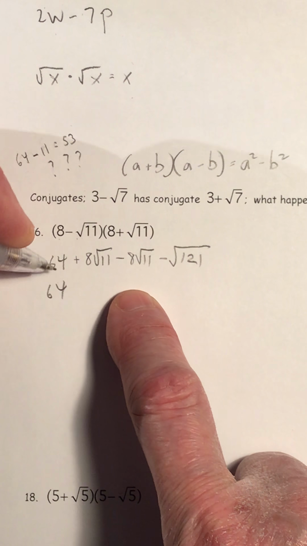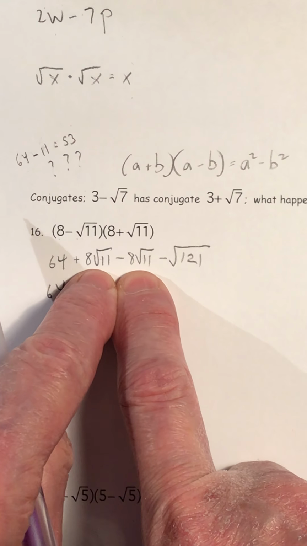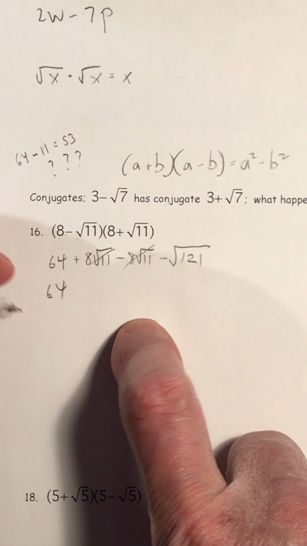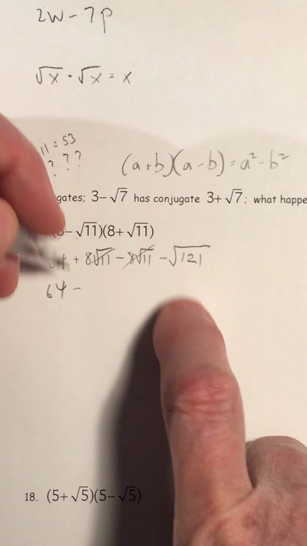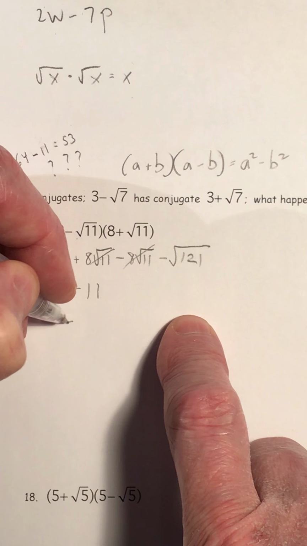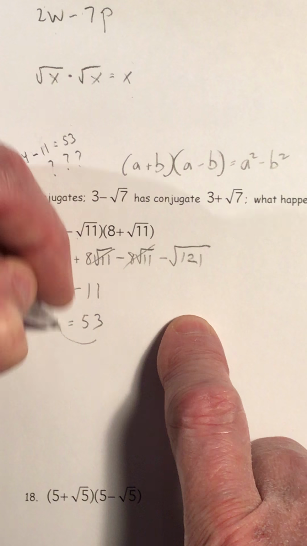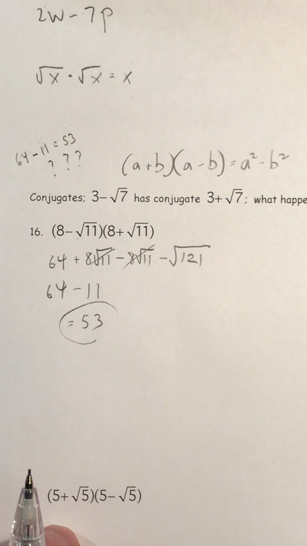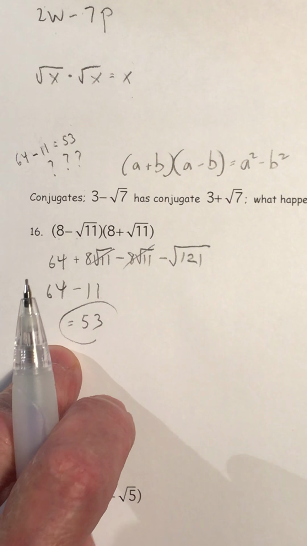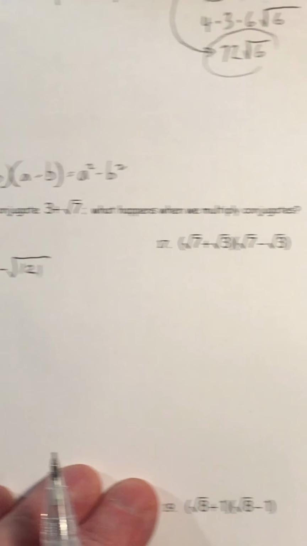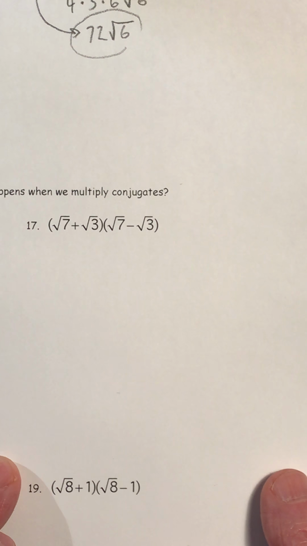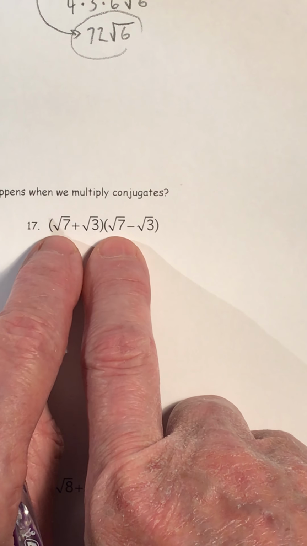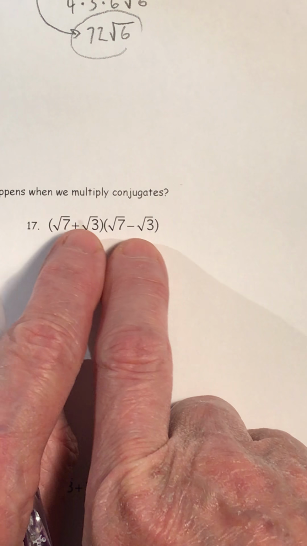So we have 64. There are like radicals with opposite coefficients. They disappear, they're canceled. Minus square root of 121 is 11. So final answer is 53. Okay? So now that we've done that, we sort of earn the right to use the idea of conjugates. Do we have conjugates here? That's square root 7, square root 3.